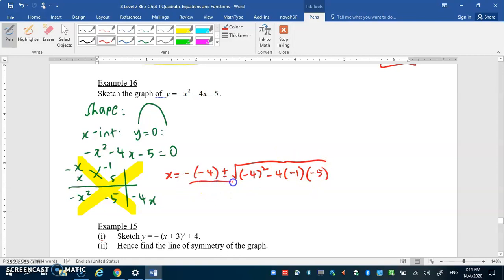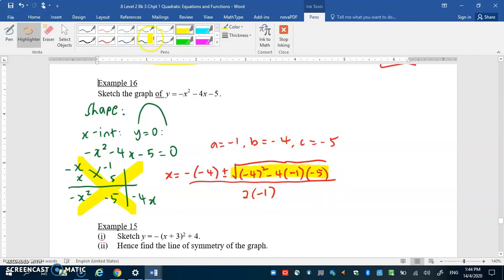Okay, a is negative 1, b is negative 4, c is negative 5. Okay, and I sub into negative b plus minus the square root of b squared minus 4ac over 2a. I realize over here, this part itself can't be done.